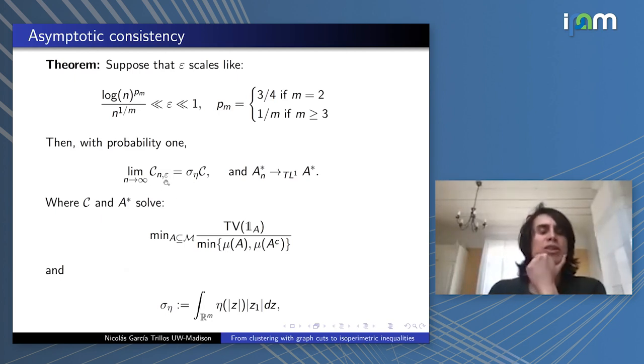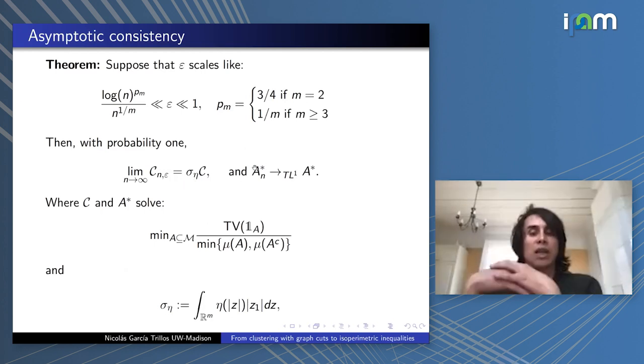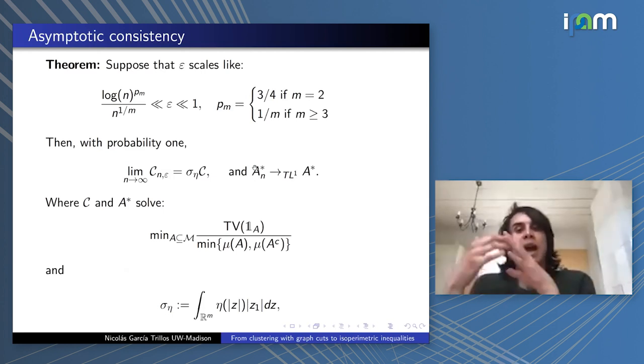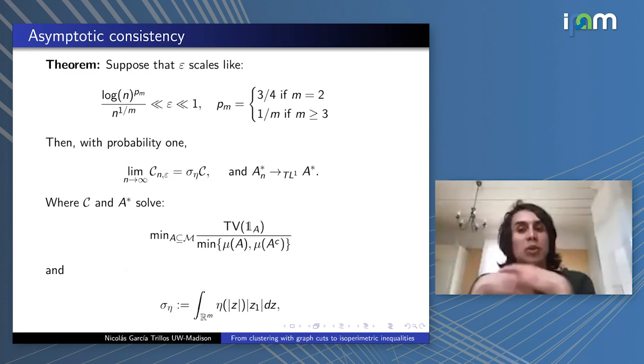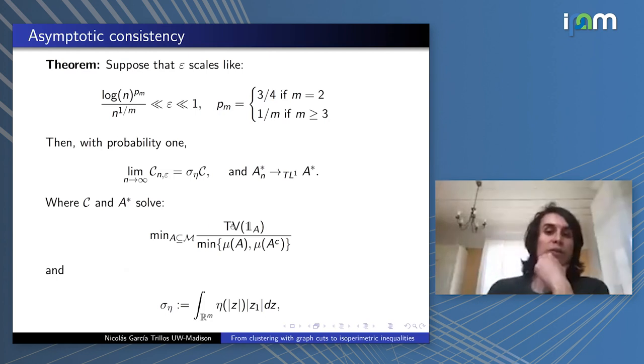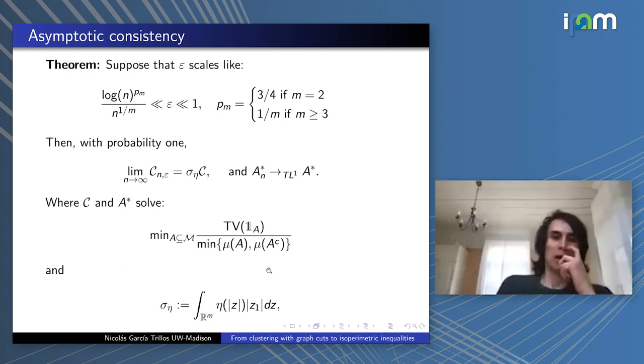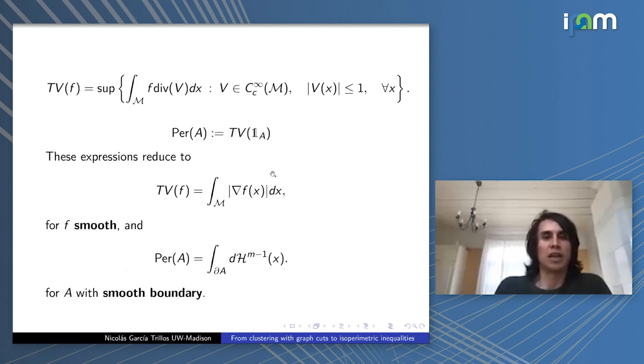Okay, so not only the constants converge, so the minimum values of this problem, but also the minimizers of the discrete Cheeger problem are expected to converge to the minimizers of this limiting continuum problem. Okay, so for those of you who maybe are not super familiar with this TV functional over here, I have here this one slide.